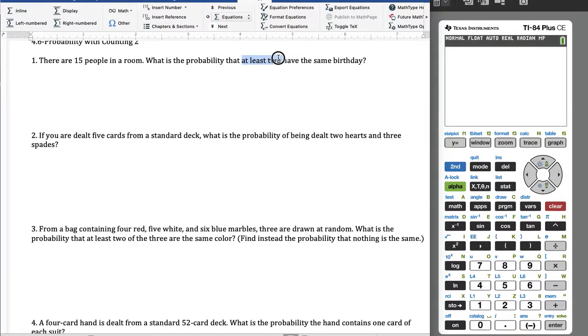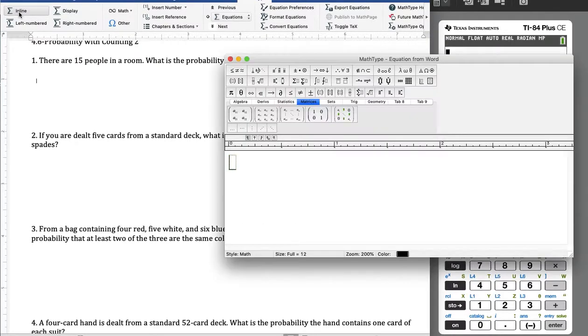Now this is similar to the example given with the birthday paradox when we looked at our class, at least 2. That means 2 or 3 or 4 or 5, or we're going to have to look at all of those different possibilities. This is everything except for nobody has the same birthday. So what we're going to do is look for the probability that nobody shares a birthday. And in doing that, bear with me as I type through things.